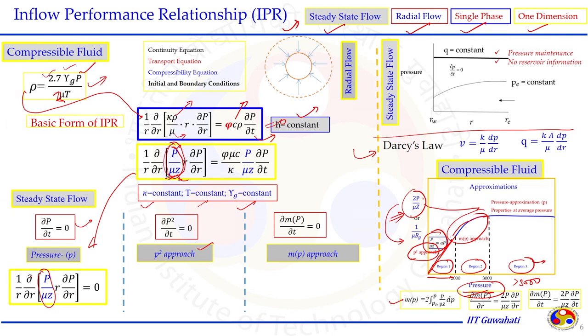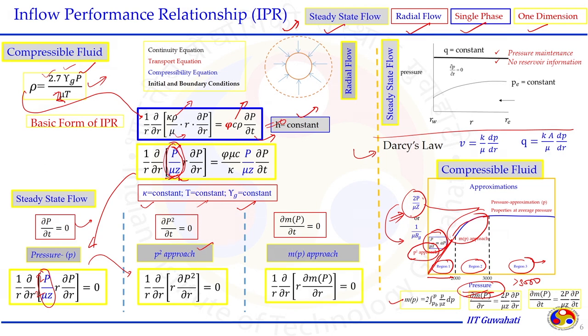In case of P square, what we did, we divided and multiplied this factor with 2, and that way we could convert this P form into P square form, we could linearize the system with respect to P square, and simply we can also convert this into MP form. This we discussed in detail in the previous lecture, so you can refer to that lecture for how the basic IPR equation can be converted to P form, P square form and MP form. Why is it important to discuss it here again?